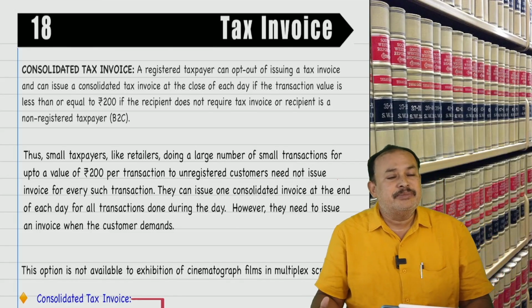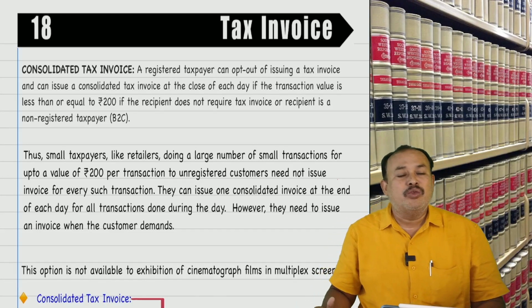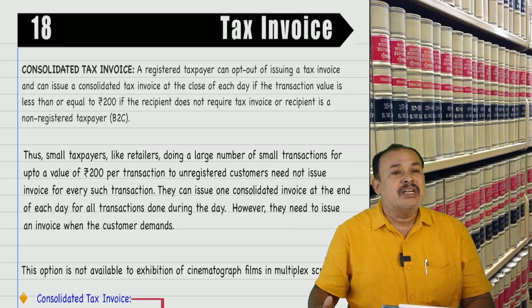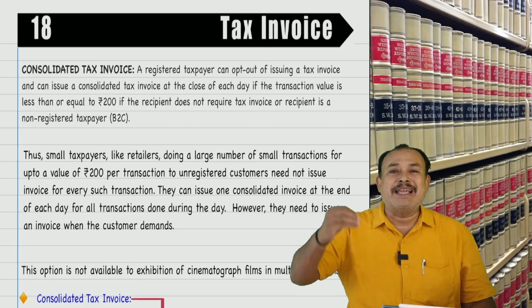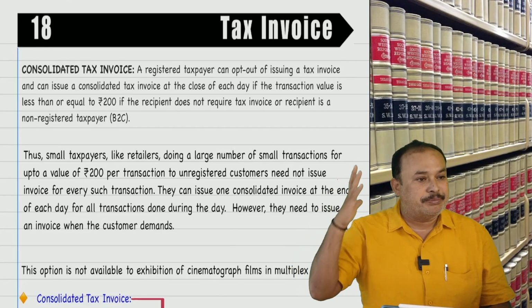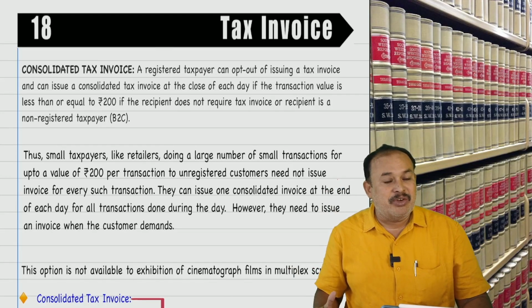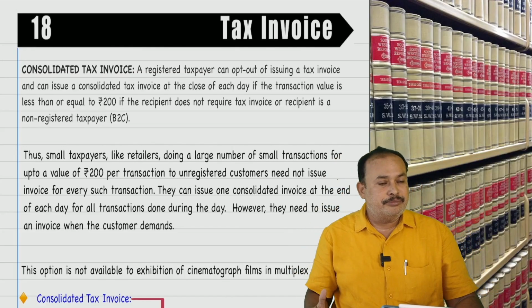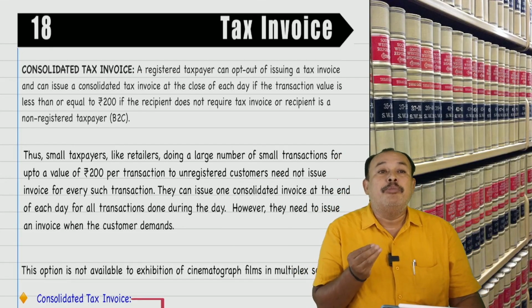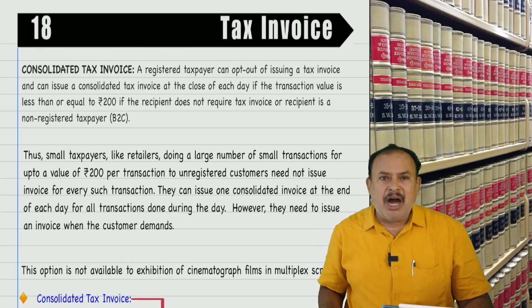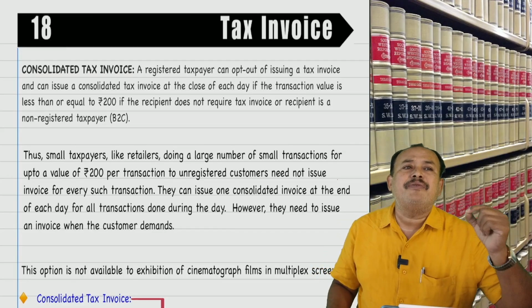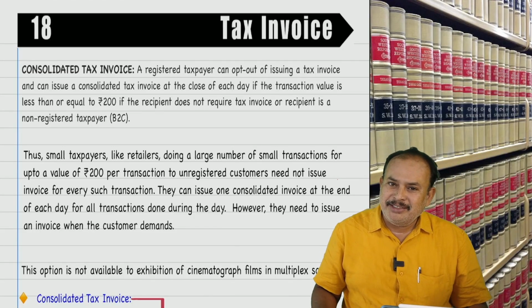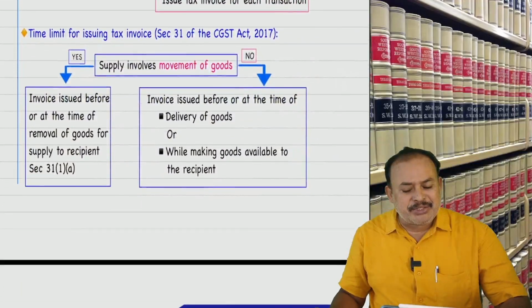When we studied the concept called time of supply, we understood that if the supplier supplies goods where the supply involves movement of the goods, as per section 31, subsection 1, clause A, the invoice should be issued before the movement of the goods, or at least at the time of dispatch of the goods. Have you understood that? And a new thing there with us.